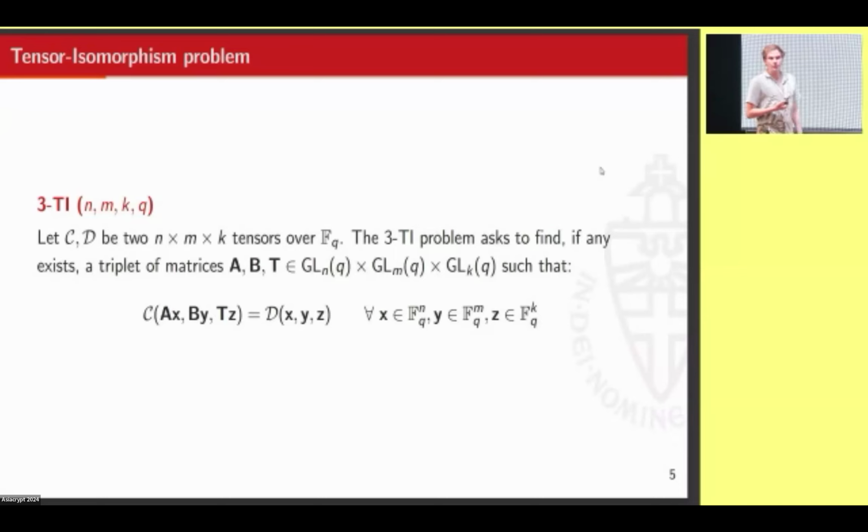And then the problem that we will be interested in is the tensor isomorphism problem, which is basically: given two tensors that are in the same orbit, can we find the group element that maps one tensor into the other? This will be the problem that we are interested in. And this is also the hardness assumption for the METS signature scheme.